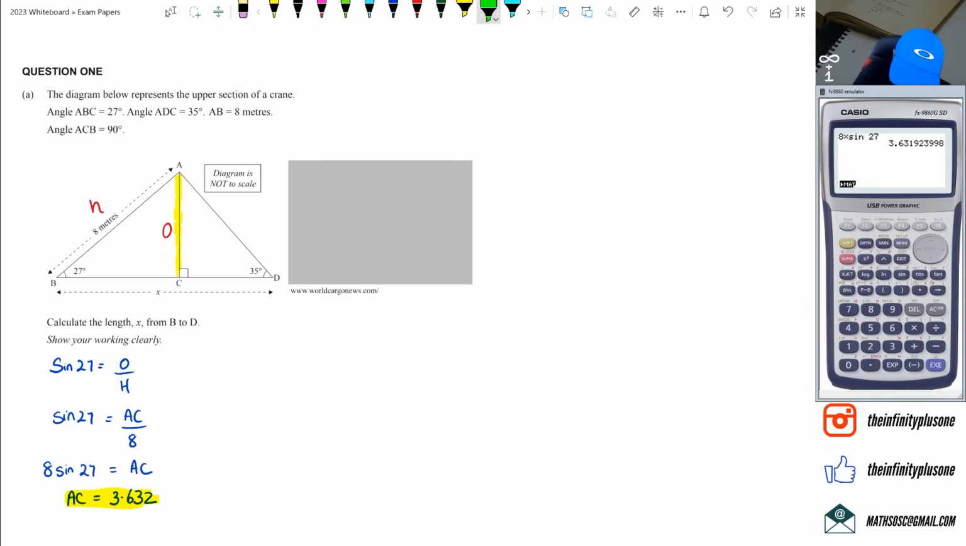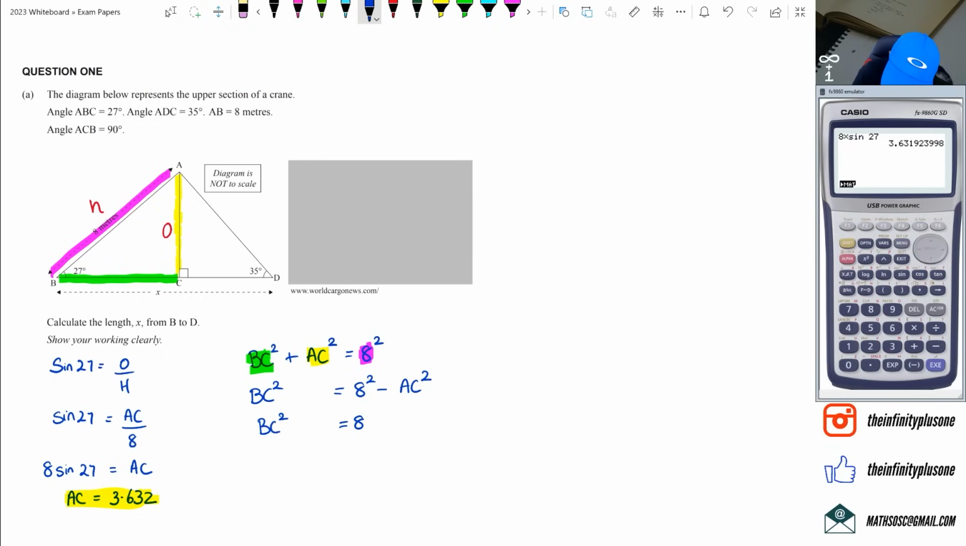Now the next thing I'm going to figure out is BC, and for BC I could use trigonometry or Pythagoras. It really doesn't matter which one I use, so I'm going to use Pythagoras. I can say that BC squared plus AC squared equals 8 squared. That's A squared plus B squared equals the hypotenuse squared. Your AC is the yellow one, BC is the base of that triangle, and 8 is this one here. So I've got BC squared equals 8 squared minus AC squared.